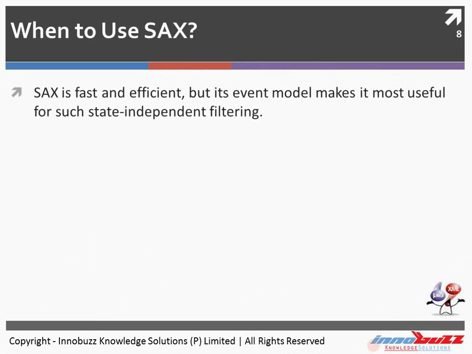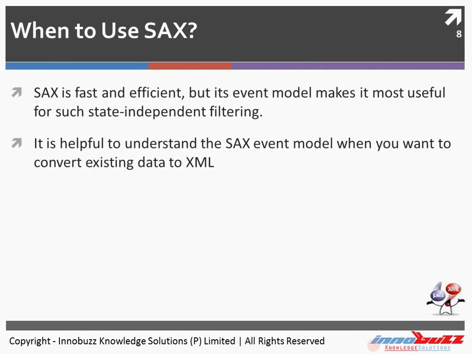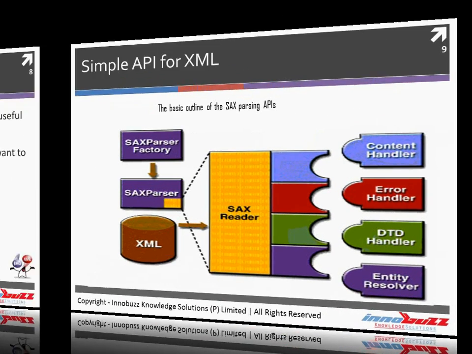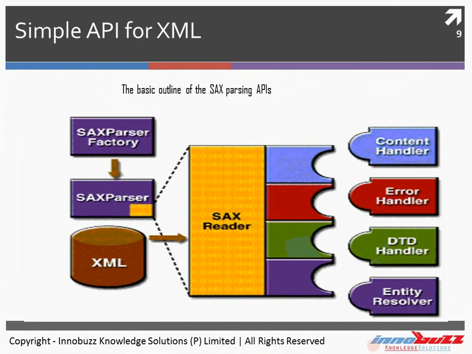So when to use the Simple API for XML processing? It is fast and efficient, but its event model makes it most useful for such state-independent filtering. It is helpful to understand the SAX event model when you want to convert existing data into XML. So this is the Simple API for XML.